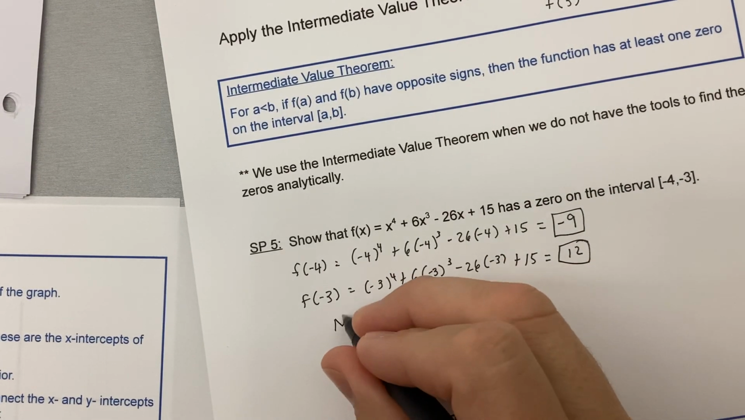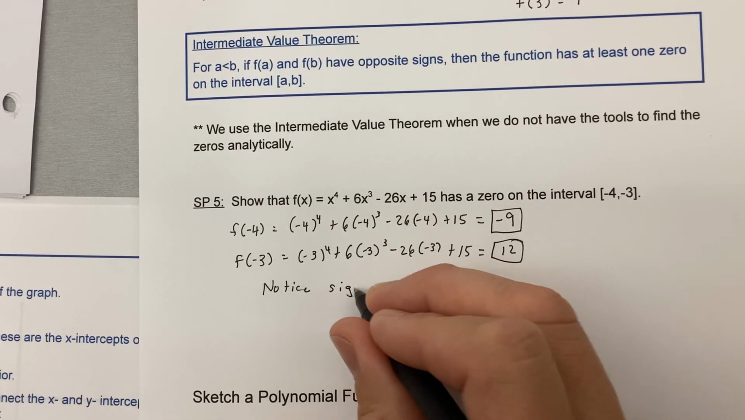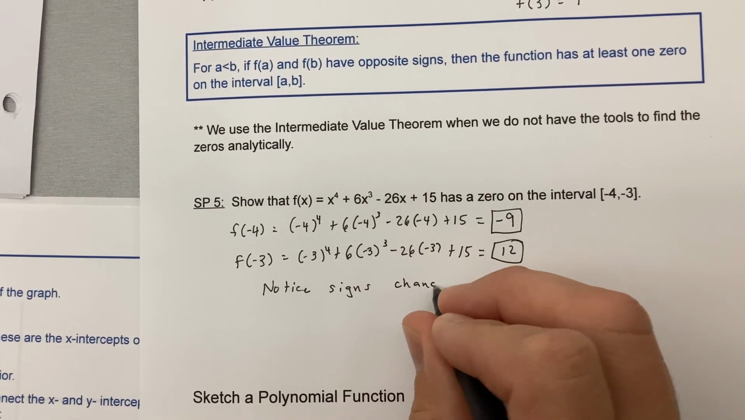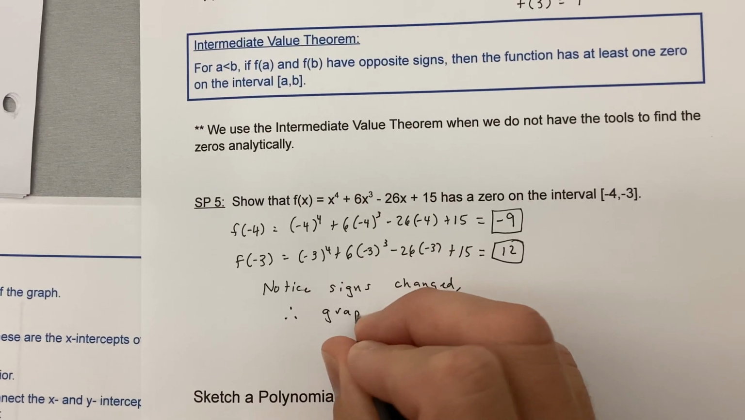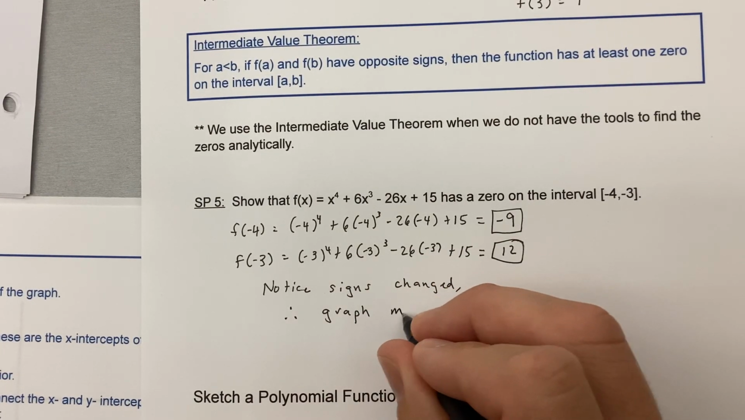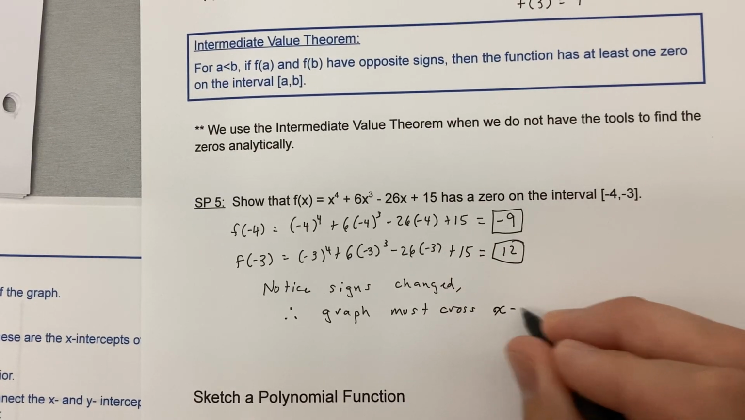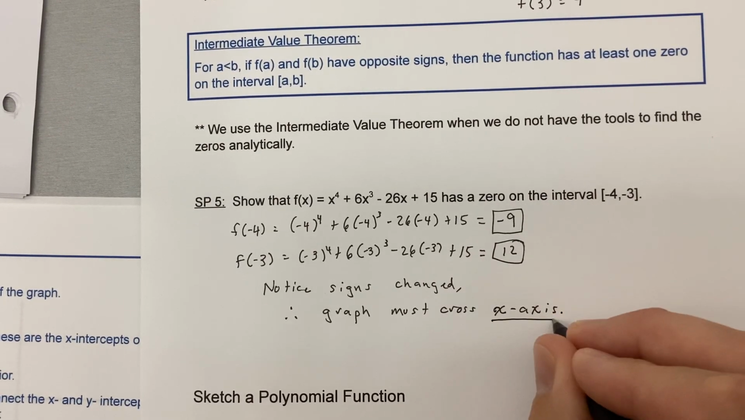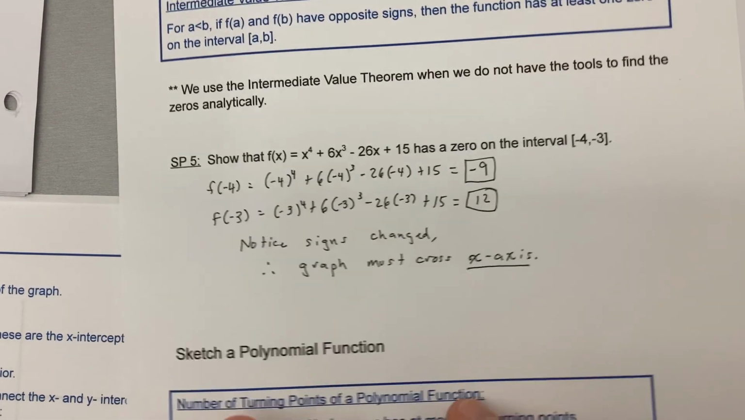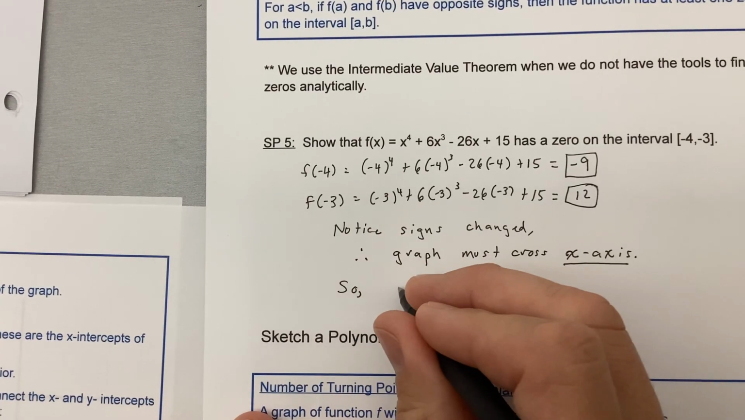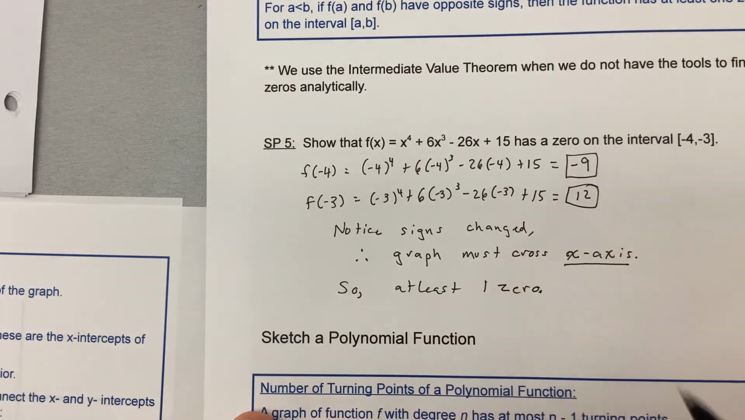So notice, the signs changed. Therefore, the graph must cross the x-axis. So what does that mean? Do we have a root or a zero? Yeah. So at least one zero.